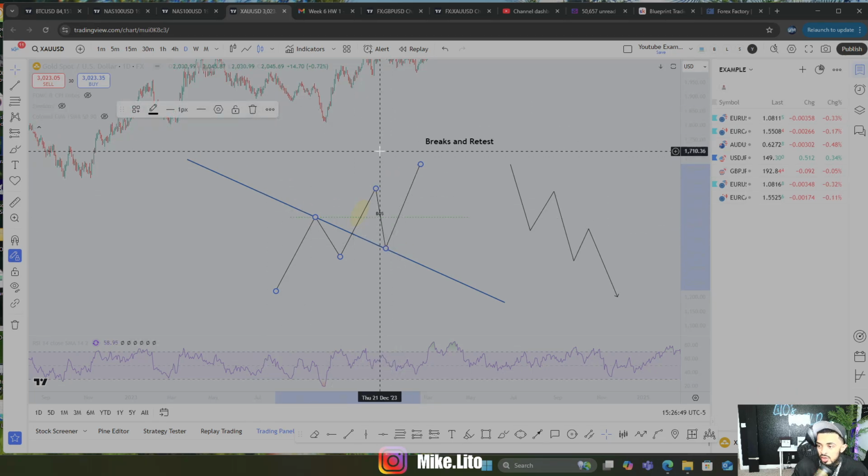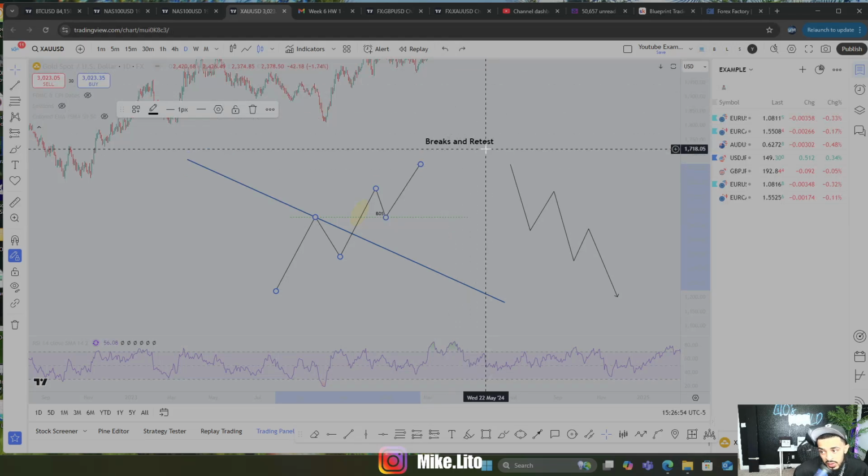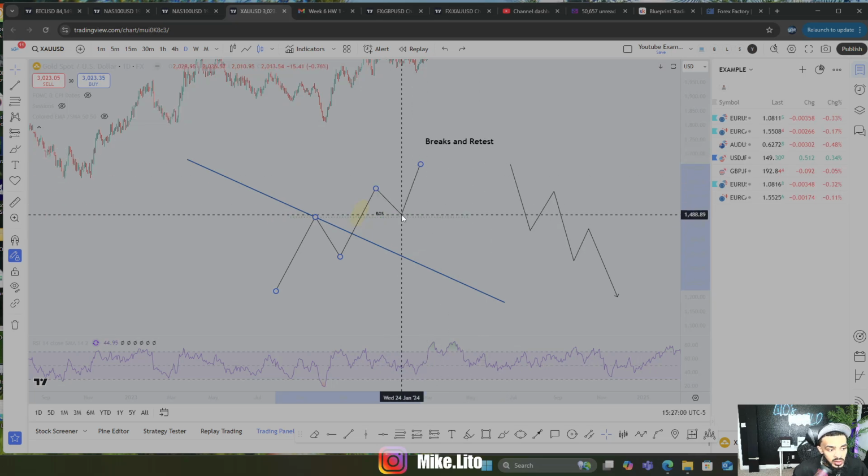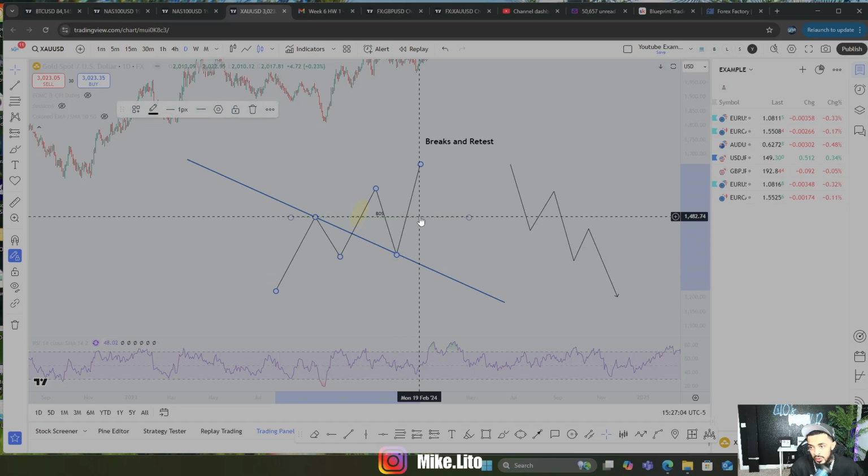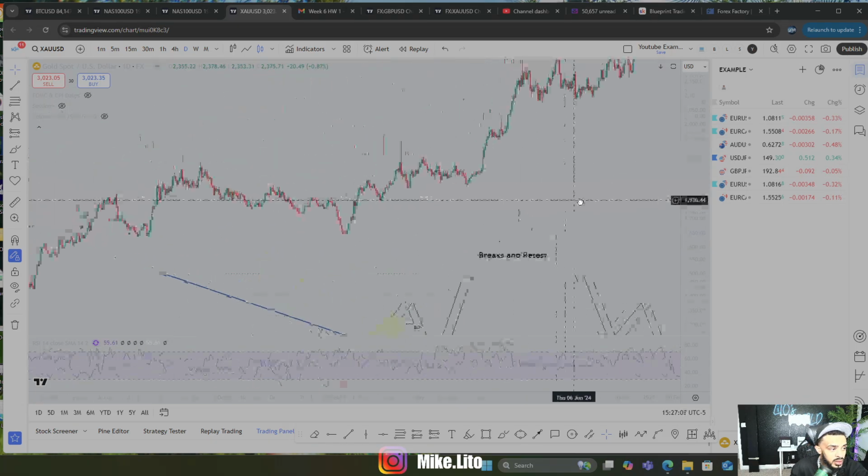So that's pretty much all I'm looking for. I'm just looking for breaks and retests all throughout structure. It's nothing complicated, nothing super complex. It's just plain and simple, right? A break and retest of the previous high, or a break and retest of this trend line. So let's look at an example.